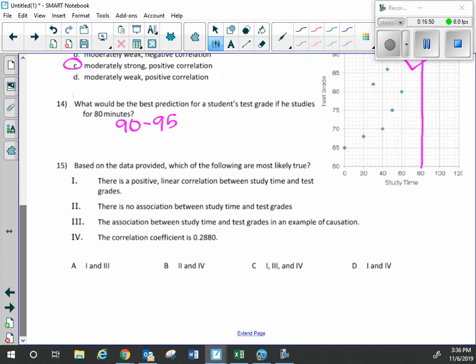Based on the data, so remember we eliminated these, which of the following are most likely true? There's a positive linear correlation between study time and test grades. True. There is no association between study time and test grades. Well, if that was true, the previous one would be true, so that has to be false. The association between study time and test grades is an example of causation. False. And the correlation coefficient, which you already said was moderately strong, can't be 0.28. So the only one that's true is number 1.